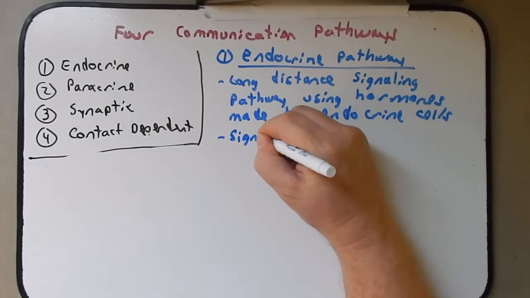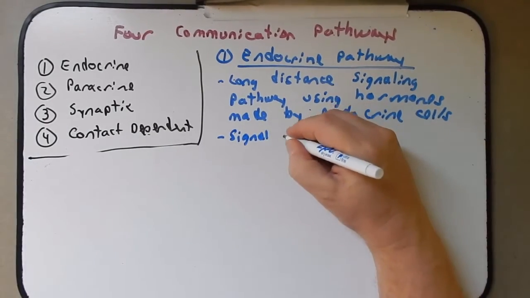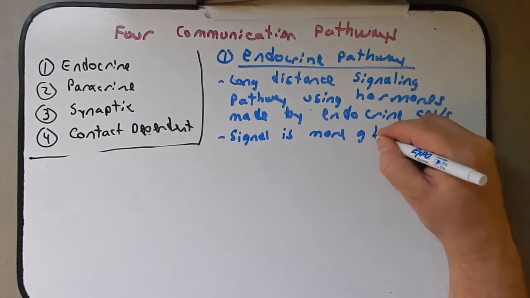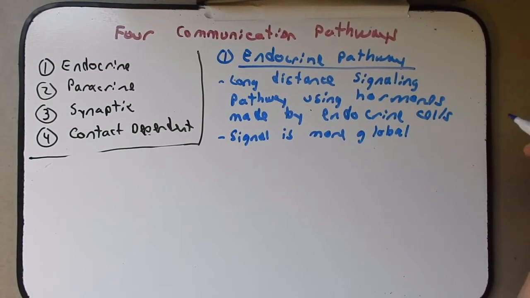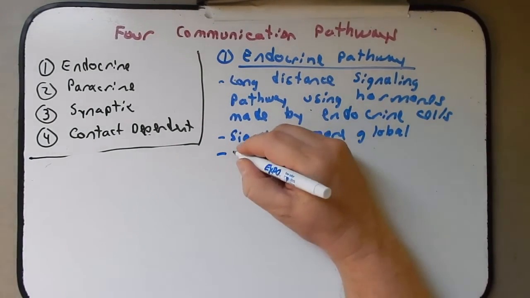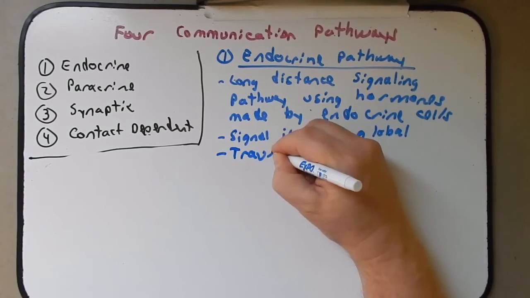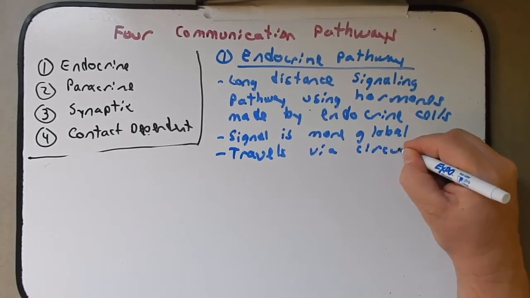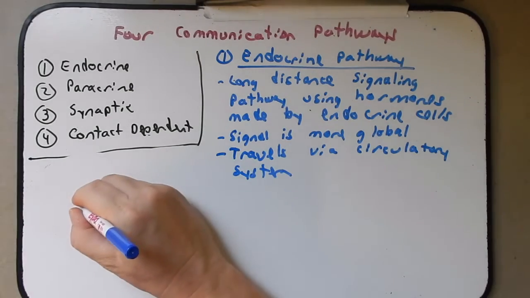The signal that is made through the endocrine pathway is more global, meaning that as it's being made and it enters the circulatory system, it can go to any part of the body. So let's put that last part here: travels via circulatory system. So let's draw this out here.